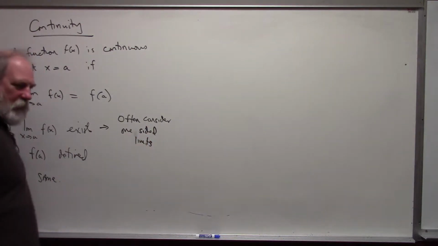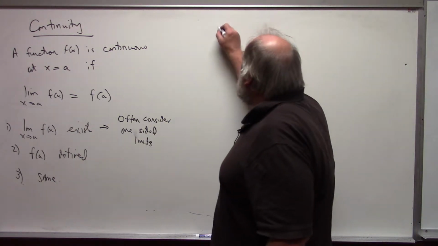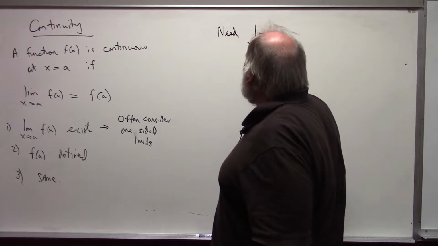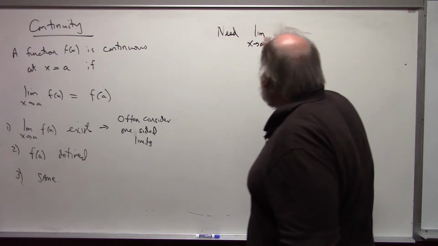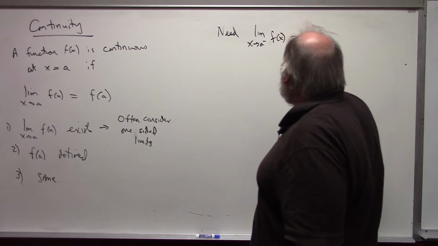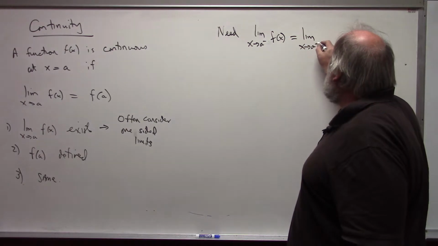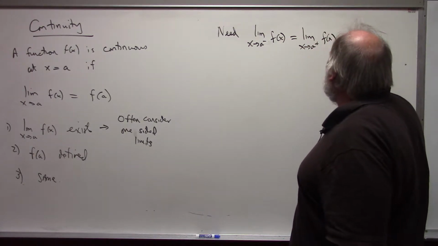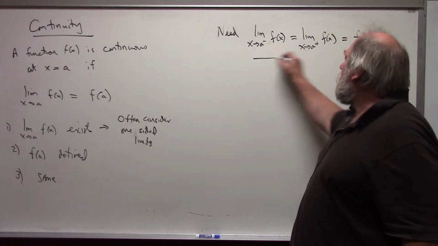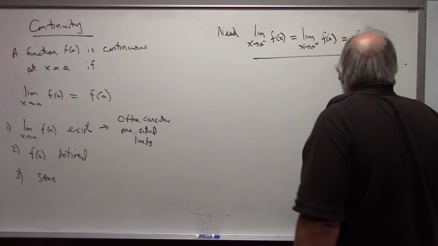So often this gets broken down a little bit further. We need the limit as x approaches a from the left of f of x to equal the limit as x approaches a from the right of f of x to be f of a. All three of these things have to happen. With that in mind, let's look at some problems.